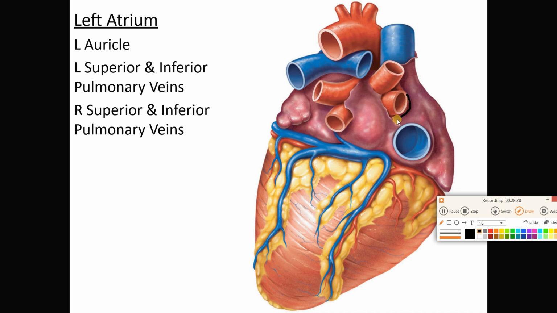The left atrium is basically this whole guy right here. There's our left atrium. And in that left atrium, we can see a little bit of our flappy, wrinkly friend, and that is the left auricle over there. And I'm going to see my left superior, my left inferior pulmonary vein, my right superior, and my right inferior pulmonary vein as well. So I can see all those nice pulmonary veins. So that's pretty much it for the outside.